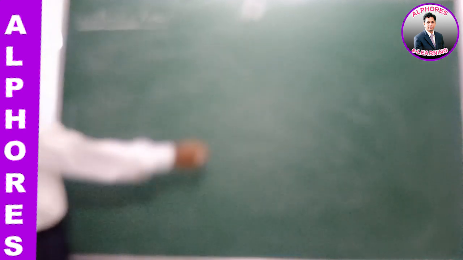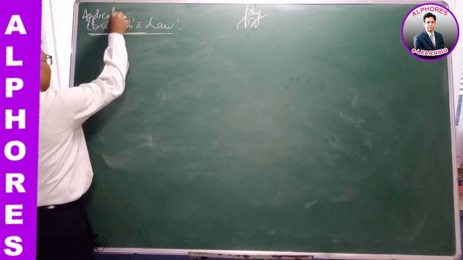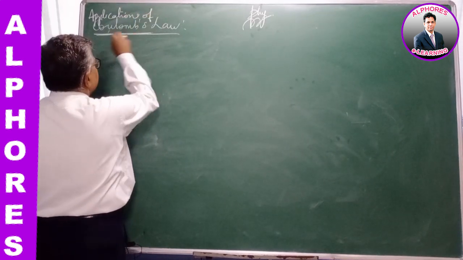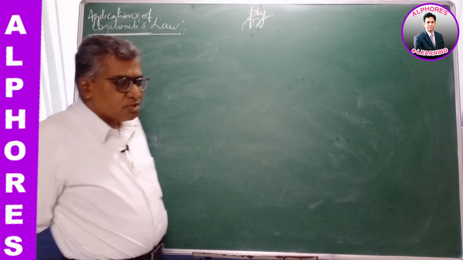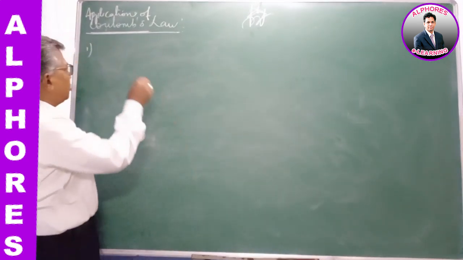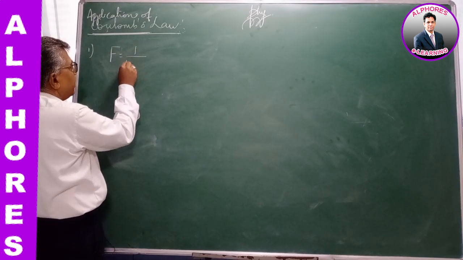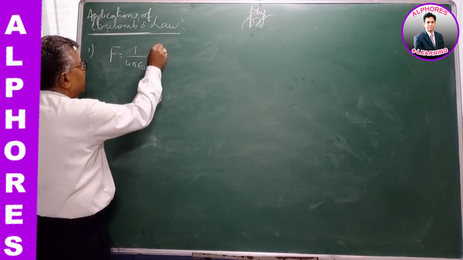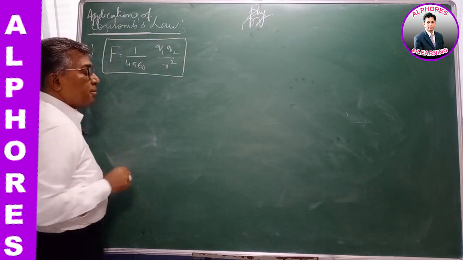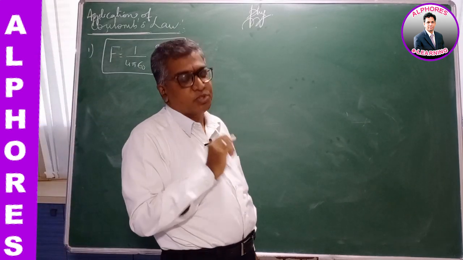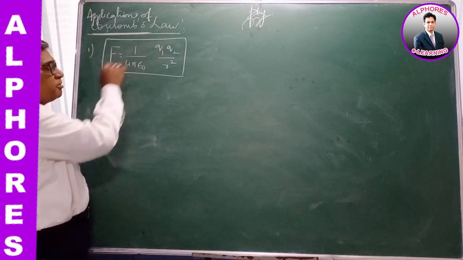Now let's talk about the applications of Coulomb's law. First one. We were learning about Coulomb's law. Coulomb's force F is equal to 1 by 4 pi epsilon naught q1 q2 by r square. This is the mathematical form of Coulomb's law.